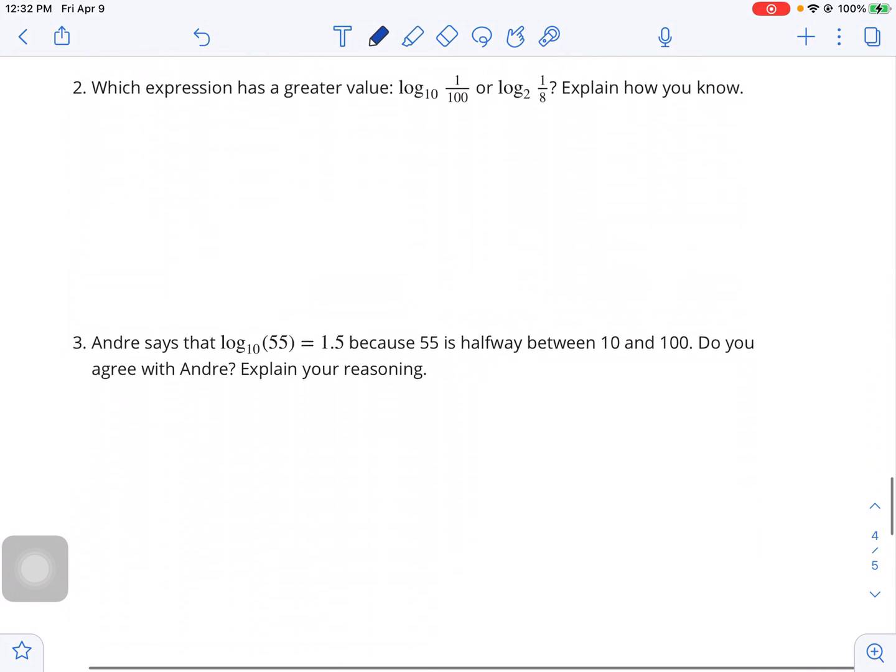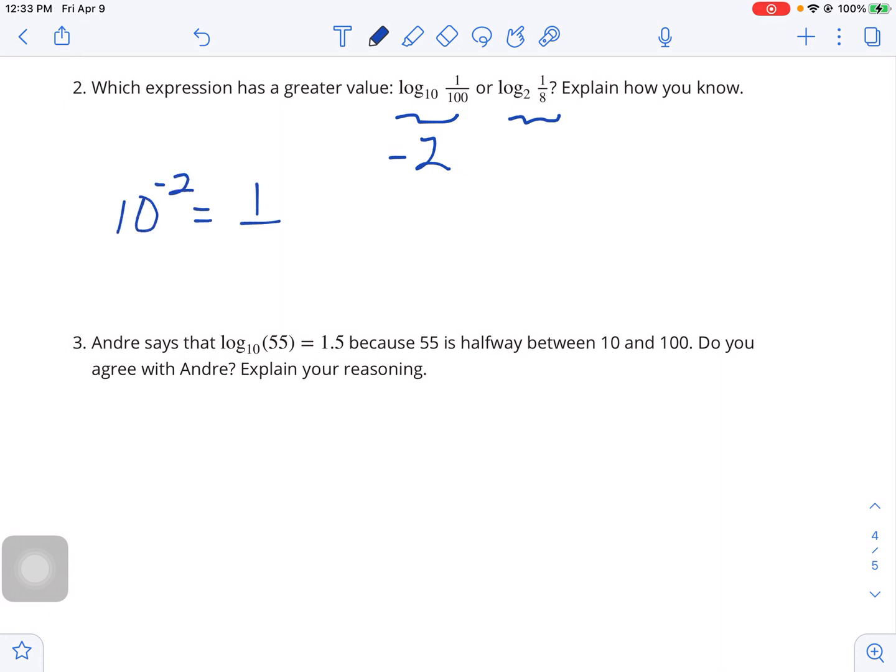Number 2, which expression has a greater value, log base 10 of 1/100th or log base 2 of 1/8? Well, we know that this one is the exponent -2, because 10 to the -2 power is equal to 1 over 100. So this exponent is -2, whereas this one would be -3. So this is the greater of the two. -2 is greater than -3.